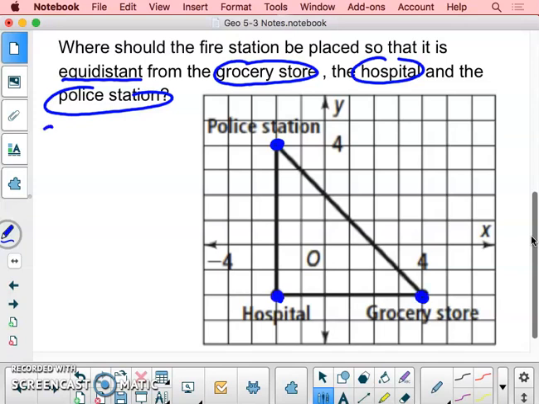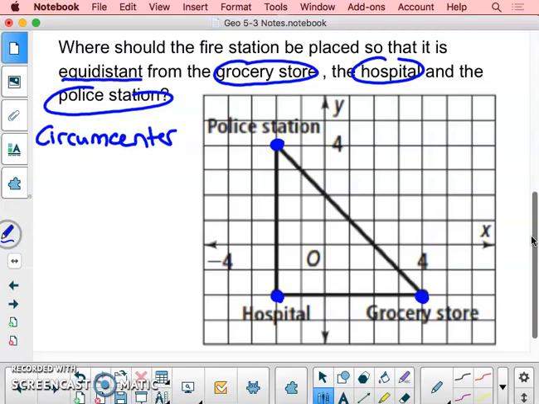This is asking us to find the circumcenter. So if it's on a graph, it's probably going to be a circumcenter question. If it just has algebra in it, it's probably going to be an incenter question. What they're asking us to do is put the fire station in the smartest spot so that it can get to anything, the police station, hospital, grocery store, in about the same time frame.